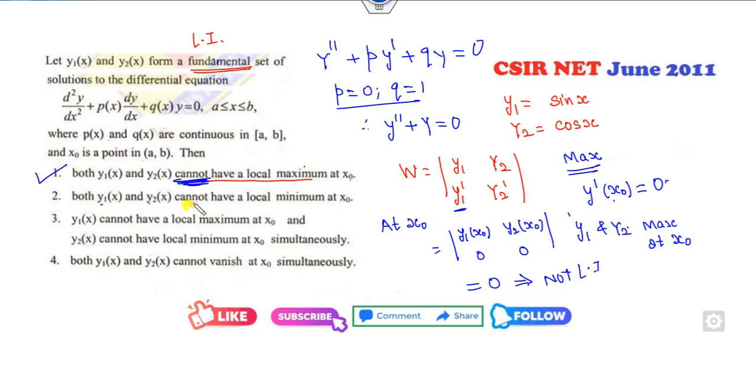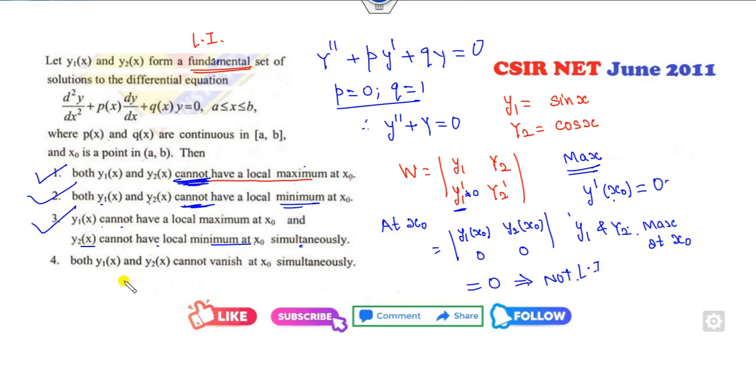Both y1 and y2 cannot have a local minima. Again true, because if it is a minima, then it is not LI. He said cannot. Yes. y1 cannot have a local maxima. That means this number is non-zero. y2 cannot have a local minima simultaneously. Yes, again that's the correct option.